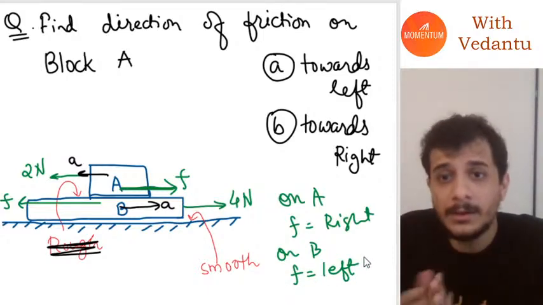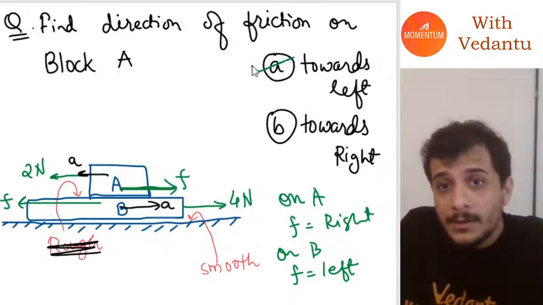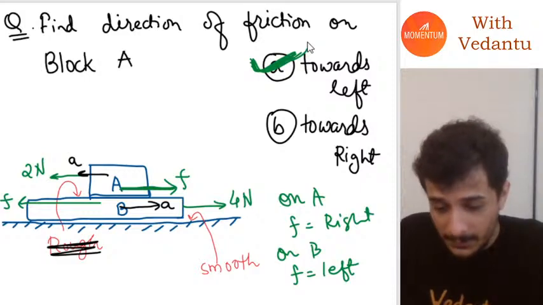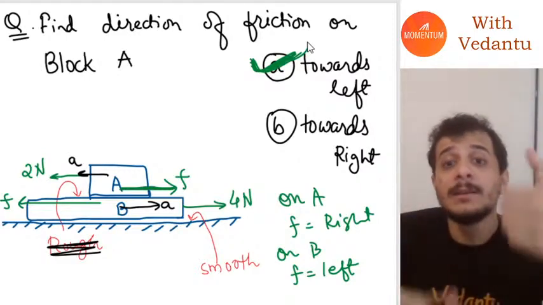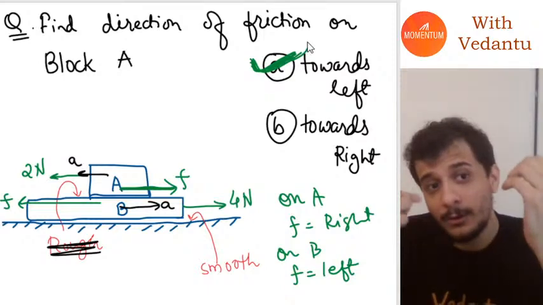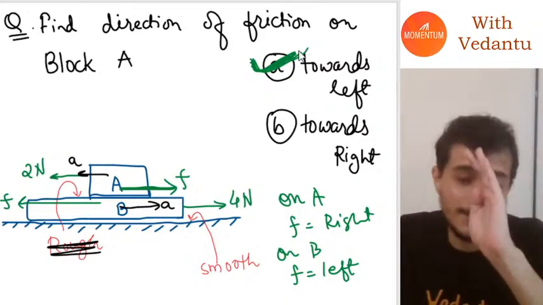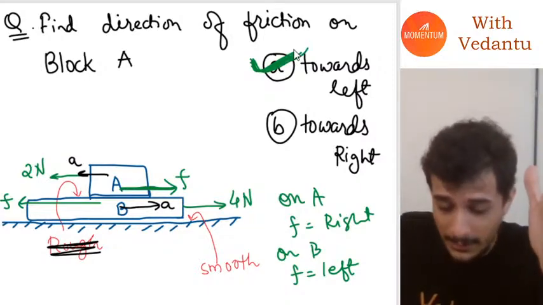I hope everybody is following. So on block A, the friction will be towards right. If you understood, please give me a thumbs up. If you did not understand, give me a thumbs down, quickly, because this is important. The direction is super important, guys. Once you understand direction, you can talk about the value.